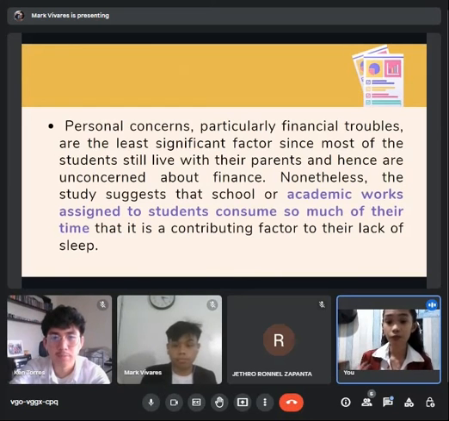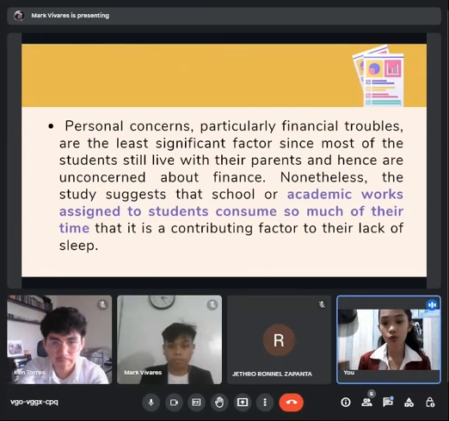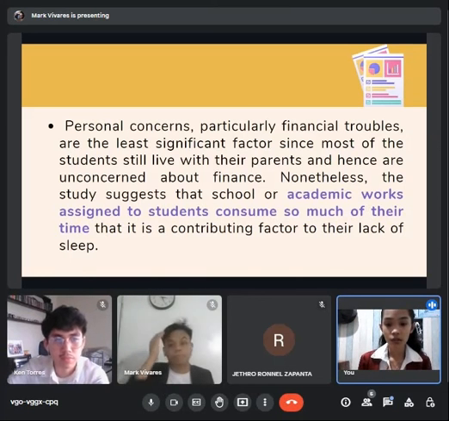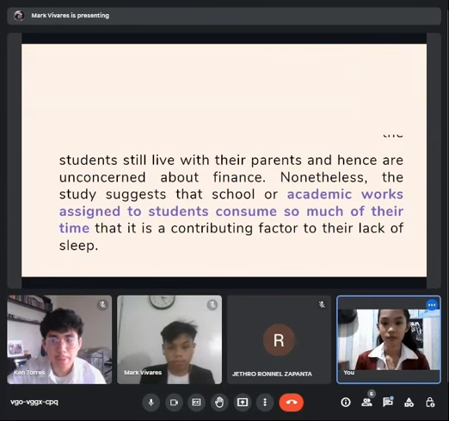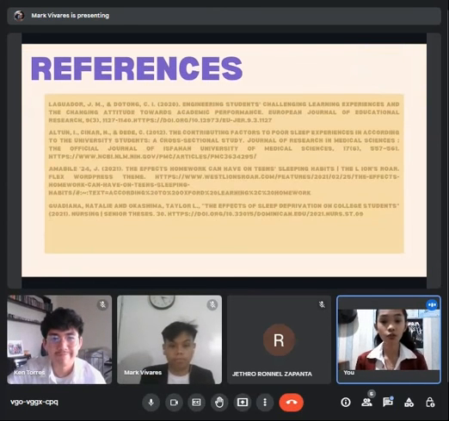And as previously said, personal concerns, particularly financial troubles, are the least significant factor since most of the students still live with their parents and hence are unconcerned about finance. Nonetheless, the study suggests that school or academic works assigned to students consume so much of their time that it is a contributing factor to their lack of sleep. And that's all for our conclusion.